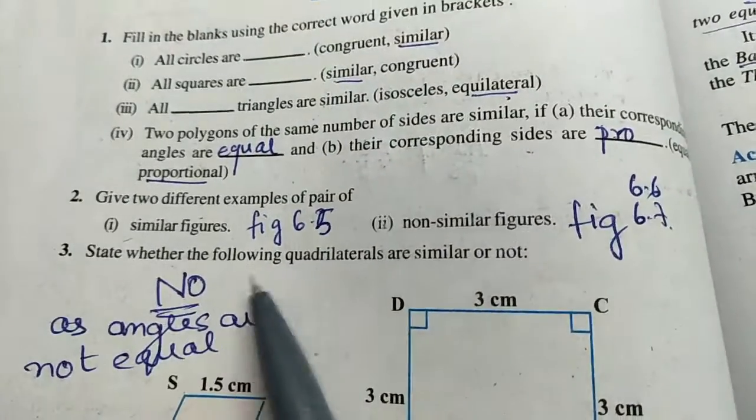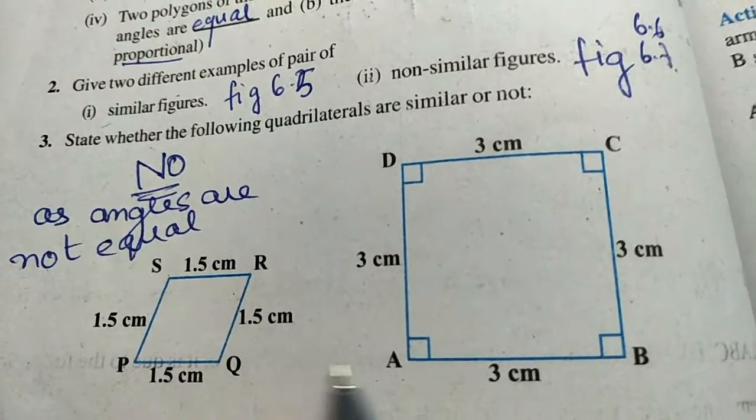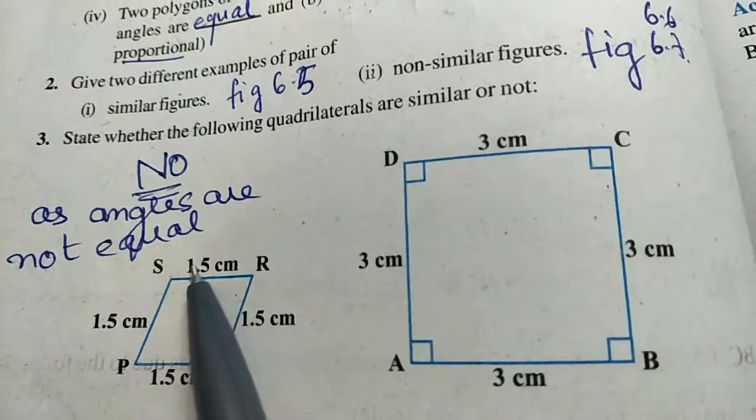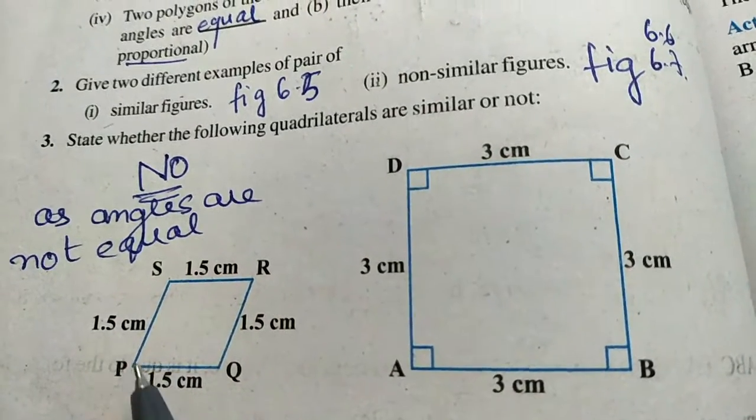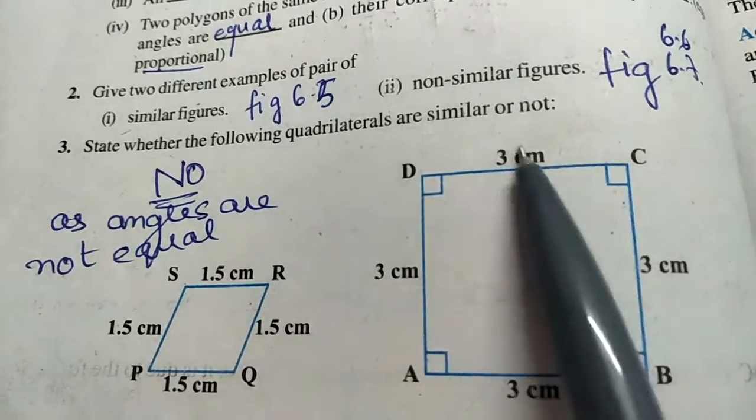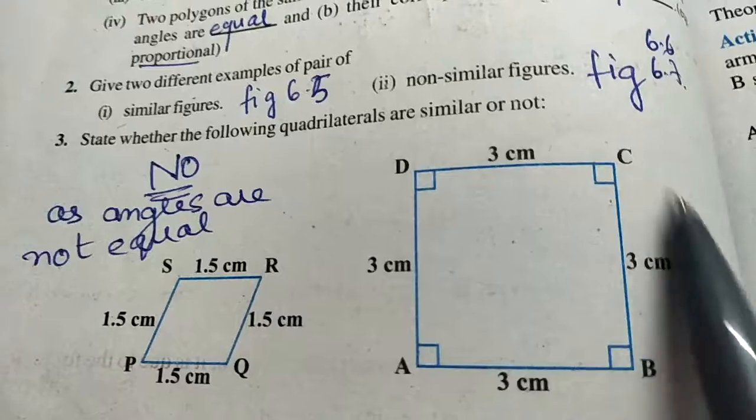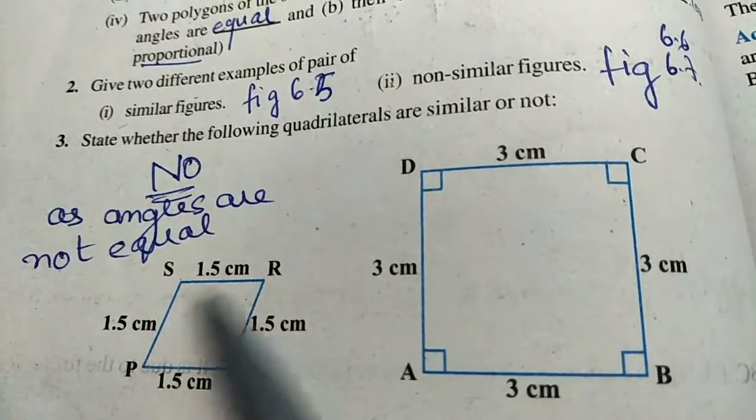Now state whether the following quadrilaterals are similar or not. You can see these are the two quadrilaterals given to you. If you see angle P and angle A, they are not same. Angle S and angle D are not same. Now if you see the proportionality, it is 1.5 upon 3 for each pair of sides. So the proportion of the sides is same but the angles are not equal. So they are not similar.